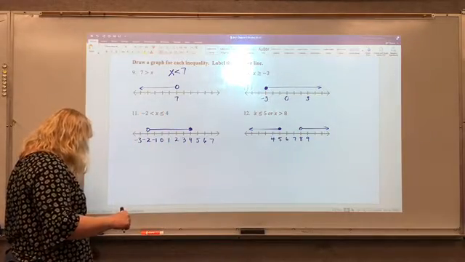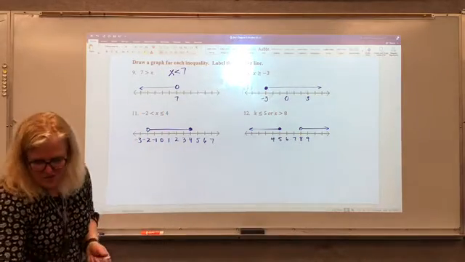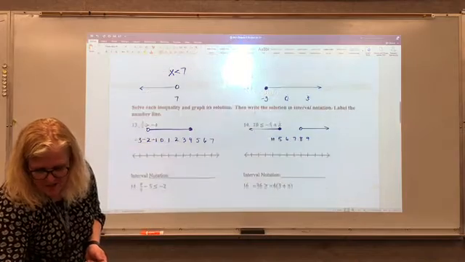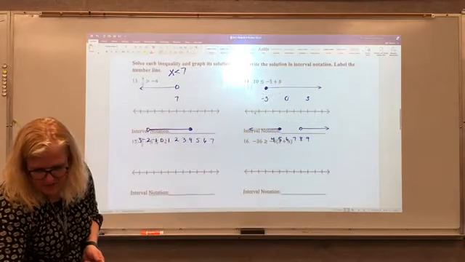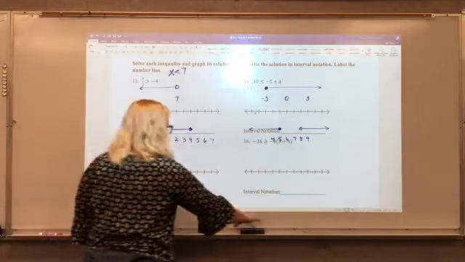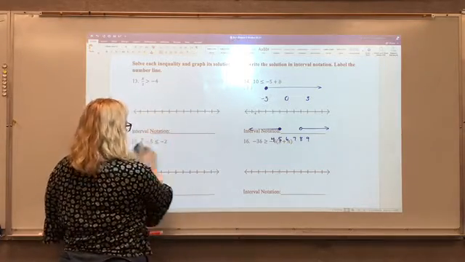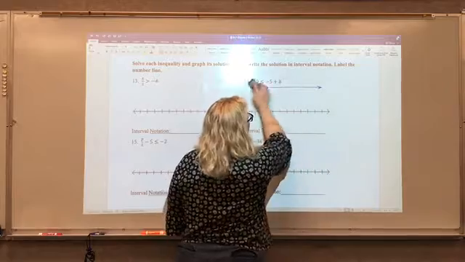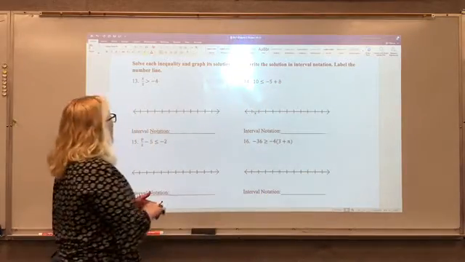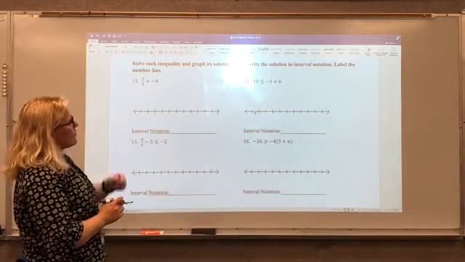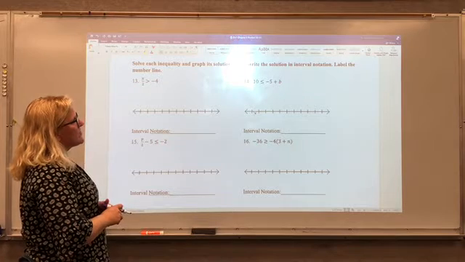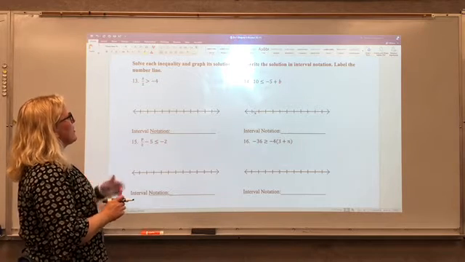Let's see how I am with time. Okay, we can do a couple more here. All right, so now we need to solve some. So solve each inequality and graph its solution, then write the solution in interval notation and label the number line.